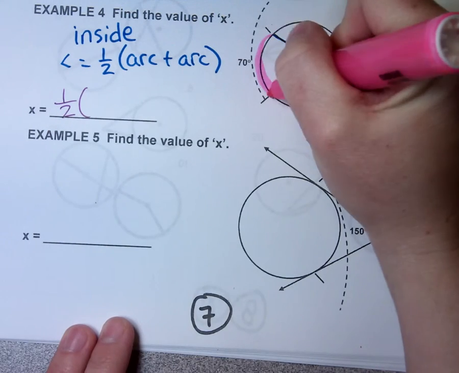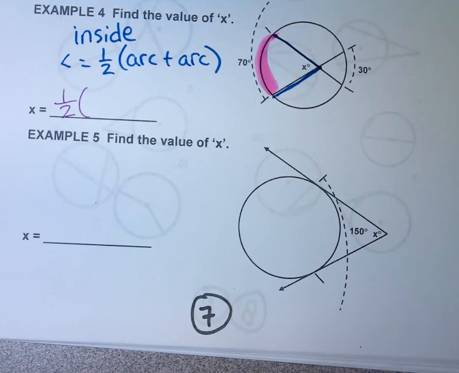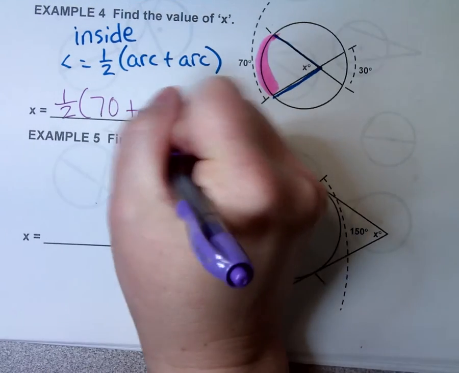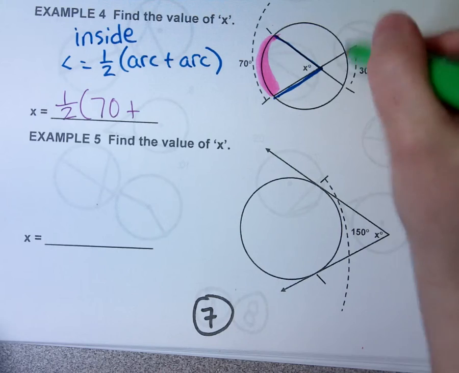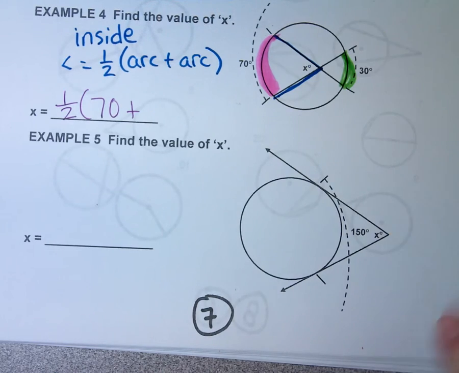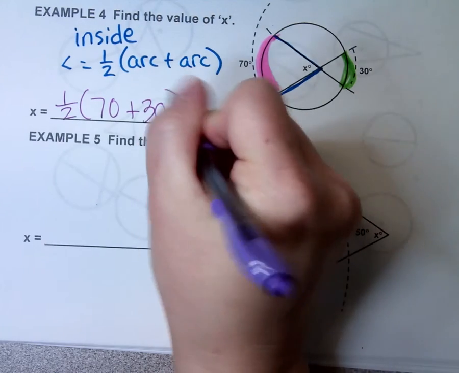So our first intercepted arc is this guy. And how many degrees is that? 70 plus the other arc, which is 30. Take a second, figure that out.